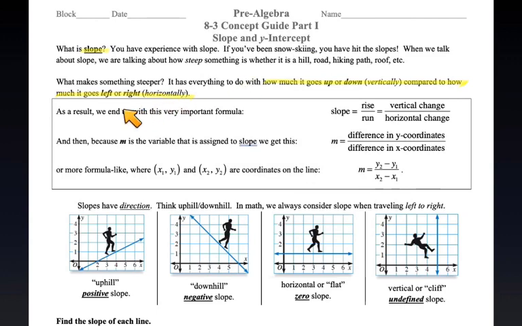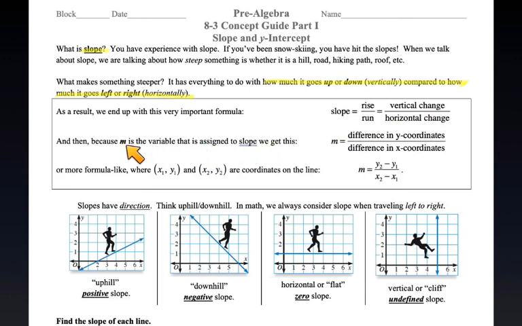In math, when we talk about slope, we're basically talking about how much something goes up or down, vertical change, compared to how much it goes left to right, the horizontal change. And if you think about it, that's what we're talking about when you think of steepness as well. So there's this slope formula, which equals the amount of rise over the amount of run, how much it goes up and down compared to how much it goes left and right, or the vertical change over the horizontal change, which leads us to a particular formula.